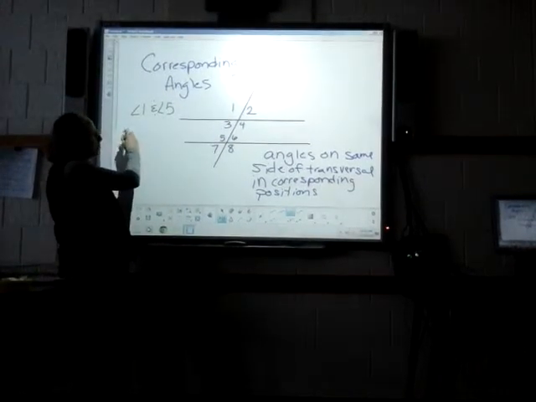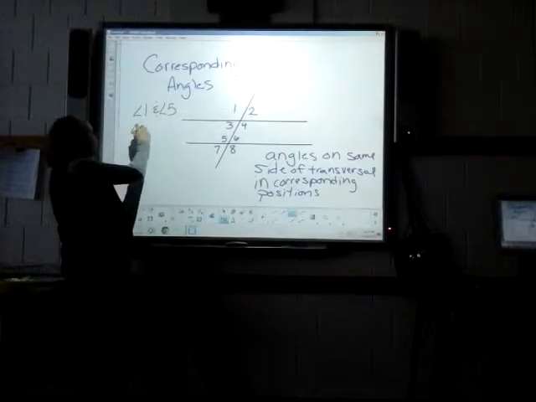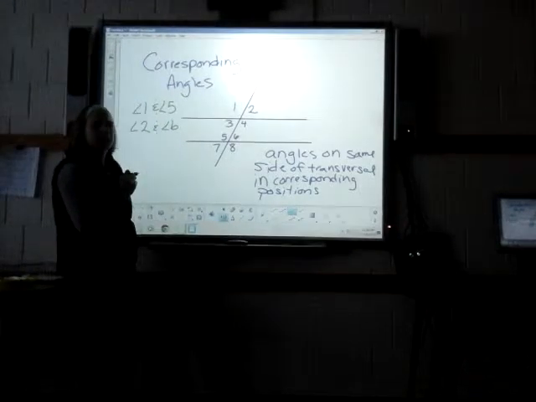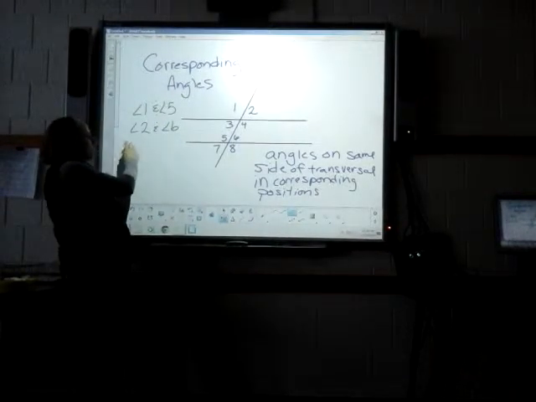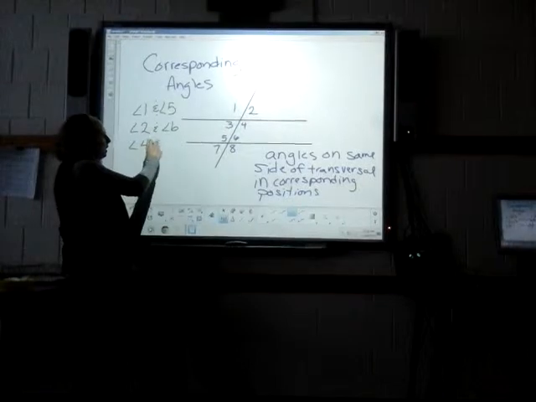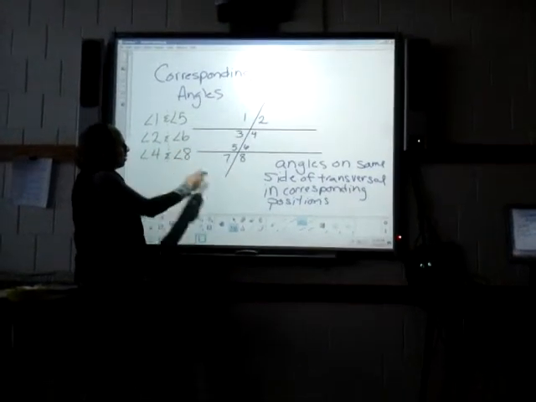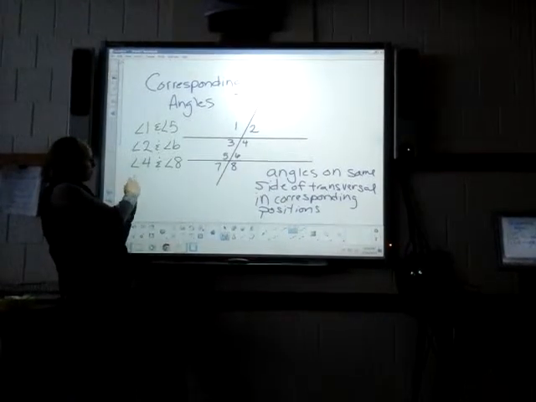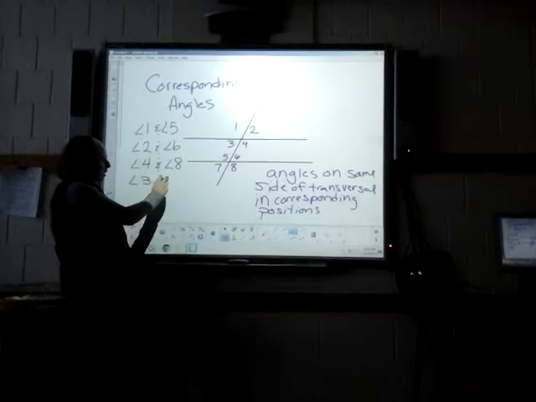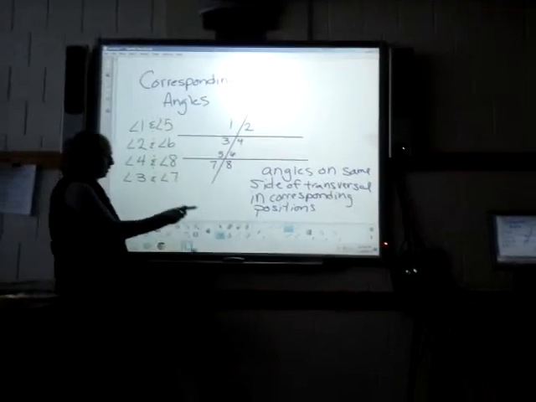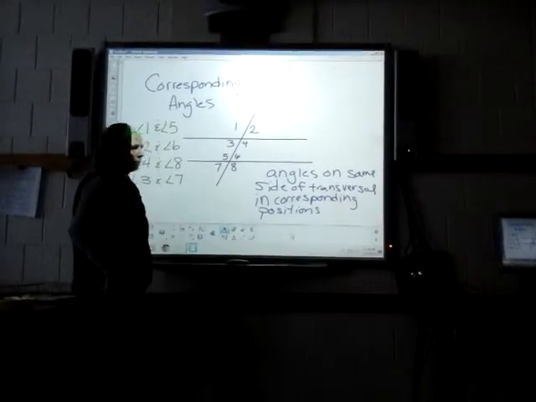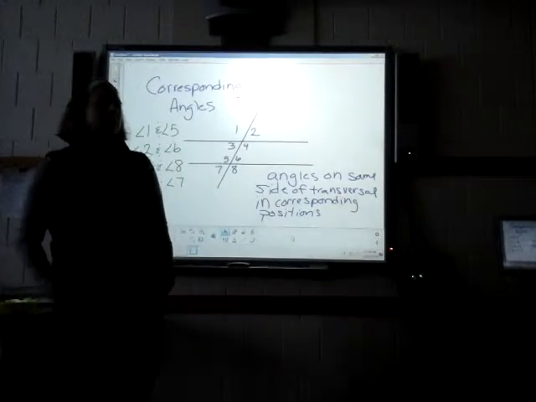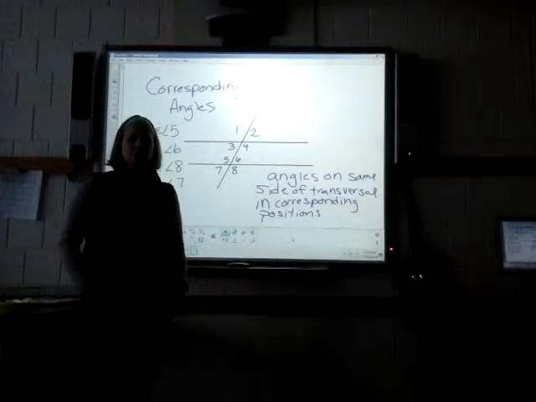2 and 6. Okay? Angle 2 and angle 6 are corresponding angles. Any others? 4 and 8. Angle 4 and angle 8 are corresponding angles. And the final one? 3 and 7. Angle 3 and angle 7. Any questions on the definition of this one?